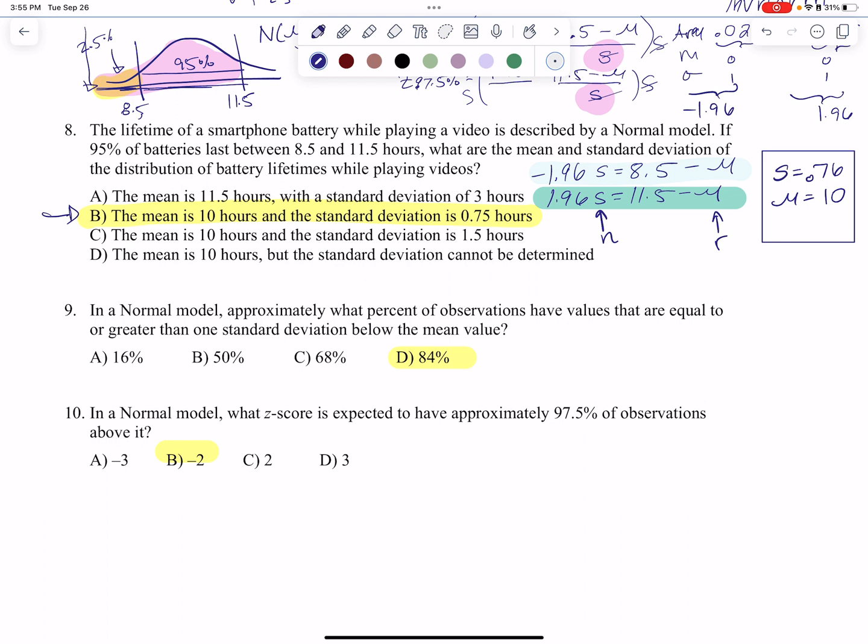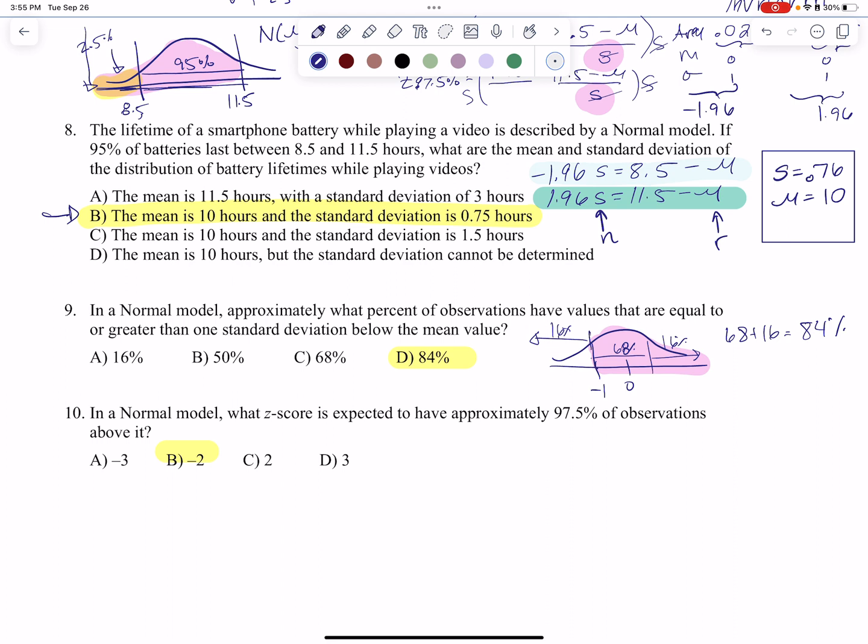In a normal model, you're going to approximate what percentage of observations are equal or greater to one standard deviation below the mean. So I want one standard deviation below the mean, but I want everything greater than. So that's this percentage. And remember that one standard deviation below the mean, that one standard deviation is 68%. And this here is 16%. And this here is 16%. So you can add 68 plus 16, and that's where I get the 84%.